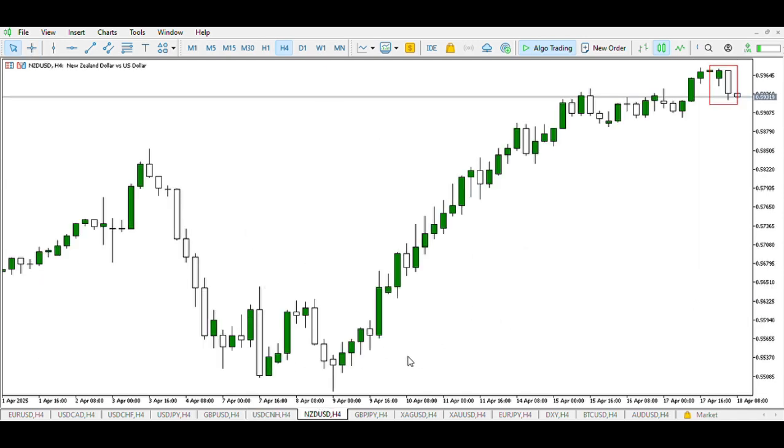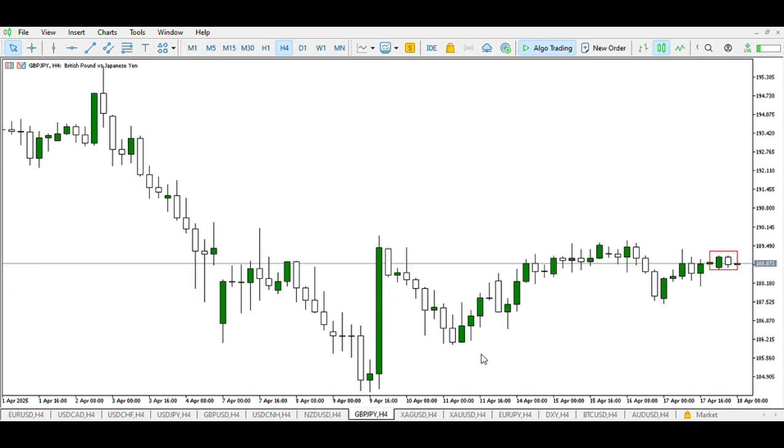NZD USD, do this analysis on your own. GJ, let me put you through.